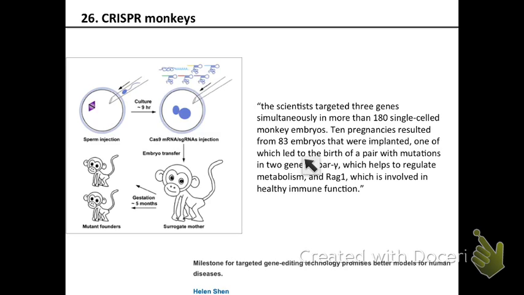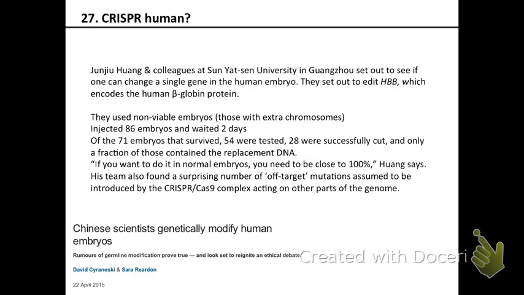One of which, at the time that I took this image, so I don't know what happened afterwards, but one of which actually led to the birth of a pair of twins with mutations in 2 of the targets, PPAR gamma and RAG1. And so you could generate these mutant monkeys. So anything you can do in the monkeys, you can actually do in the humans because we're evolutionarily related, right? So you can use the exact same techniques on human embryos.